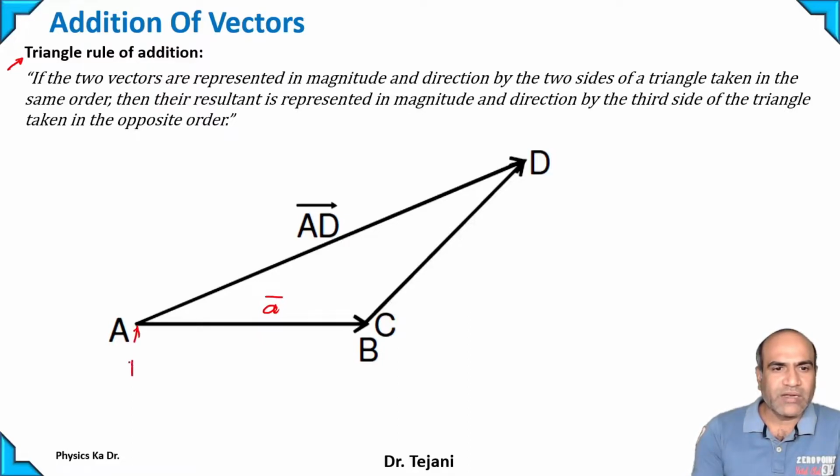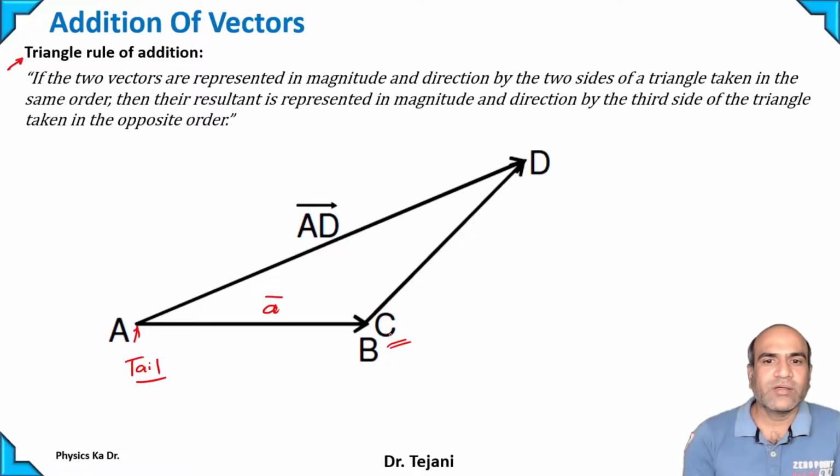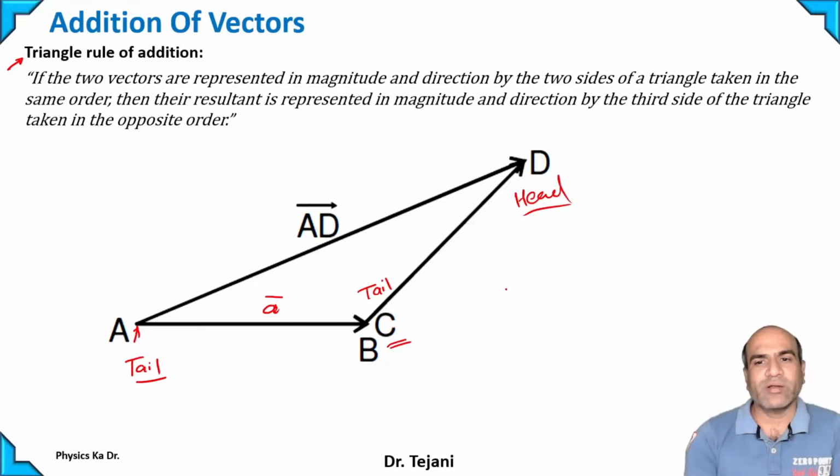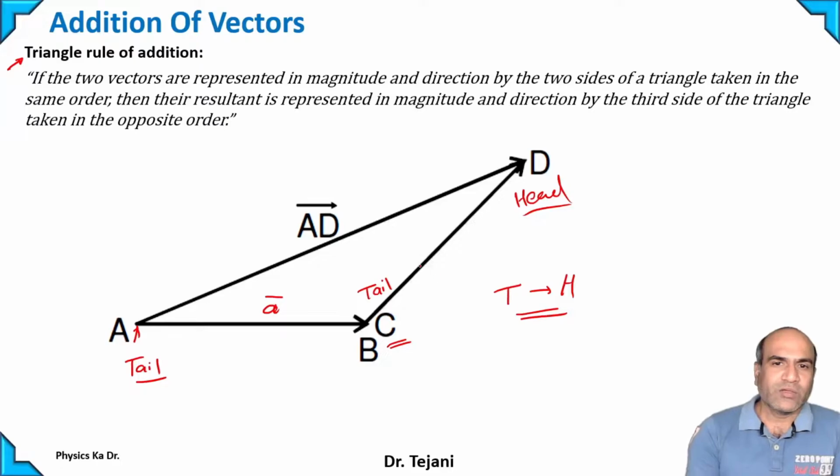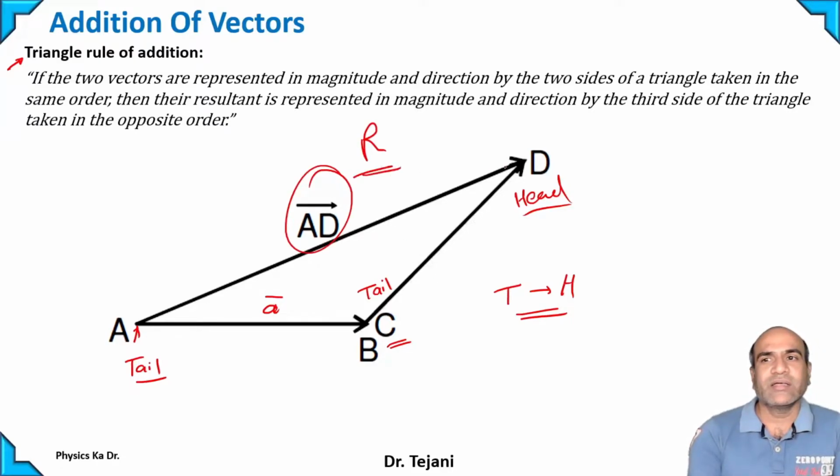starting from the tail, and it is going to meet another vector in terms of tail and head. That means the same order: first tail, then head. The order is the same, right? So the third vector gives the resultant, and its order should be opposite. That means here it is meeting head to head, not head to tail.